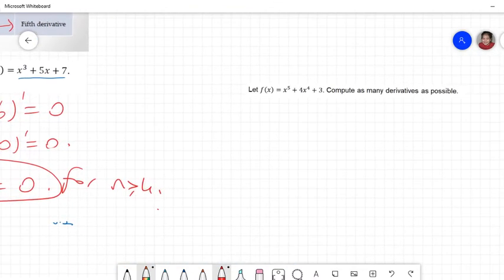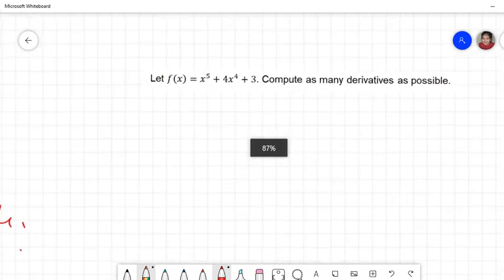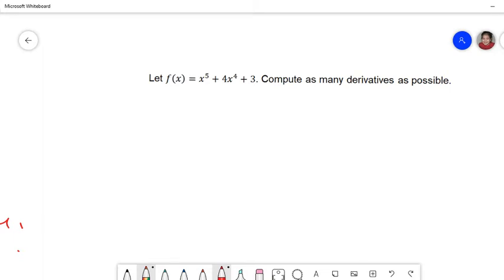Now let's do the same thing here. This is the same idea. Let f of x be this. Compute as many derivatives as possible.